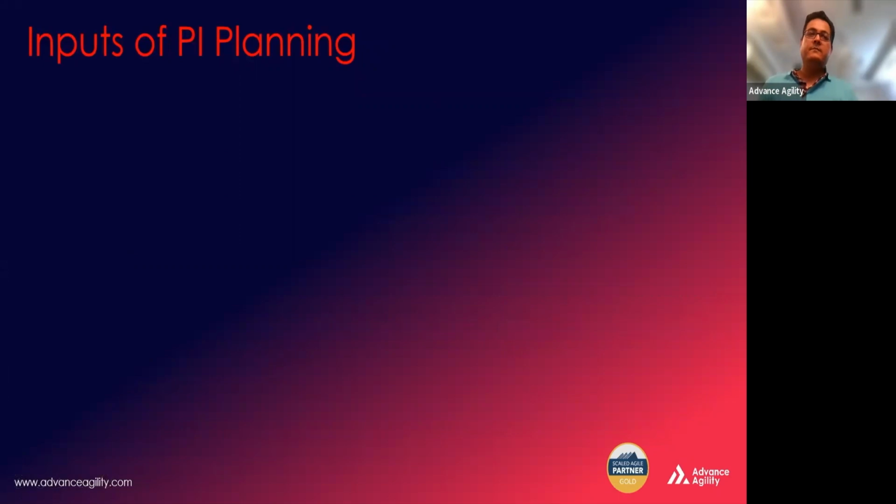Now, this webinar is about preparation of PI planning. Now, if you want to prepare, let's say a dish, a pasta, what are the first steps that you will require to do this preparation for this dish. The first thing that we might need to understand is what are the inputs of the dish so that we can make the preparation for the inputs. So let's understand the inputs of PI planning.